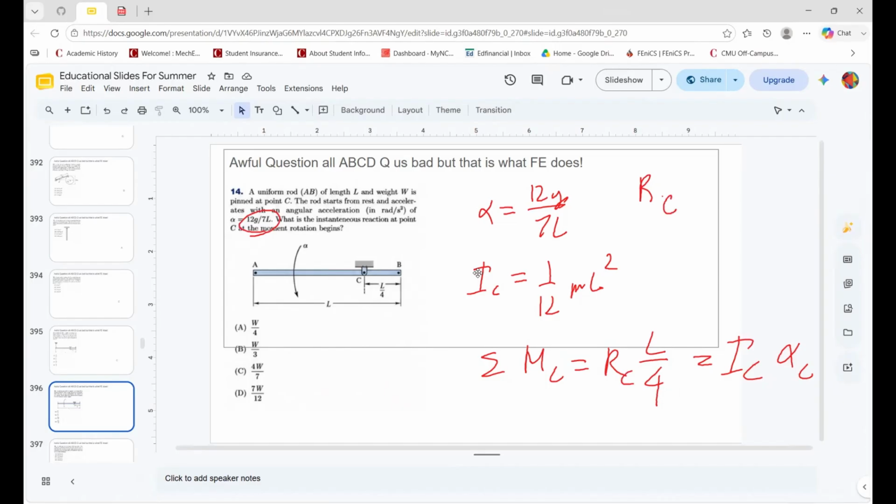Sorry, that's the R_C, that's the reaction force. And then we set it equal to 1 divided by 12 mL squared, L squared, alpha is 12g over 7L. And then there is 4 divided by L, so this gets deleted. 4m, so that's 4 omega, 12 with derivative of 12. So C. I got C.